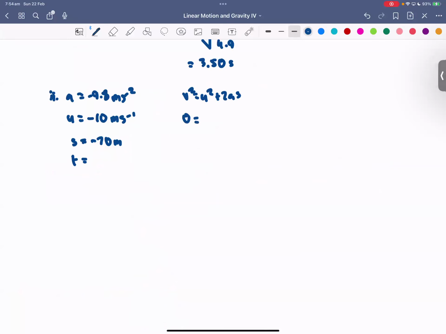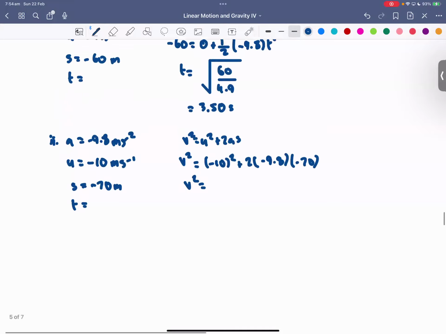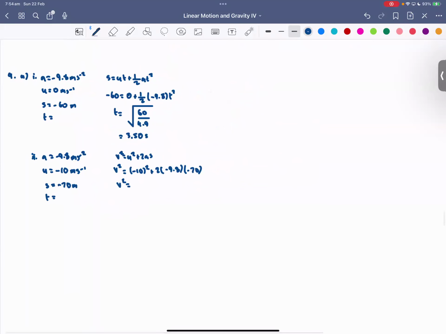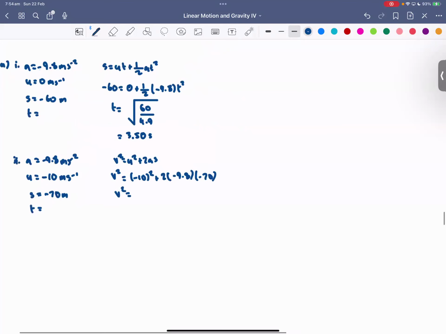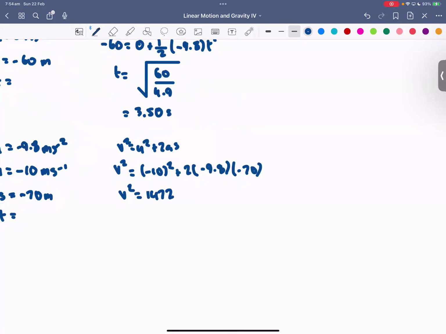V, don't know. U, negative 10. A, negative 9.8. S, negative 70. Can I get what V squared is, guys? Before you square root it, can I just get V squared? 1472. All right, we must do plus or minus. What is the square root of 1472? 38.4.